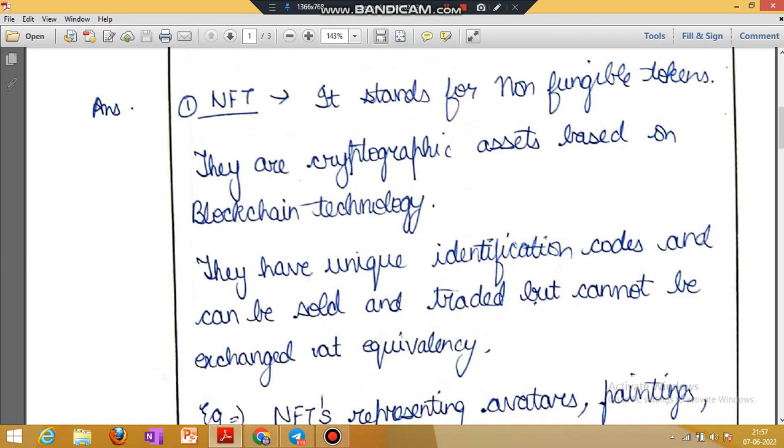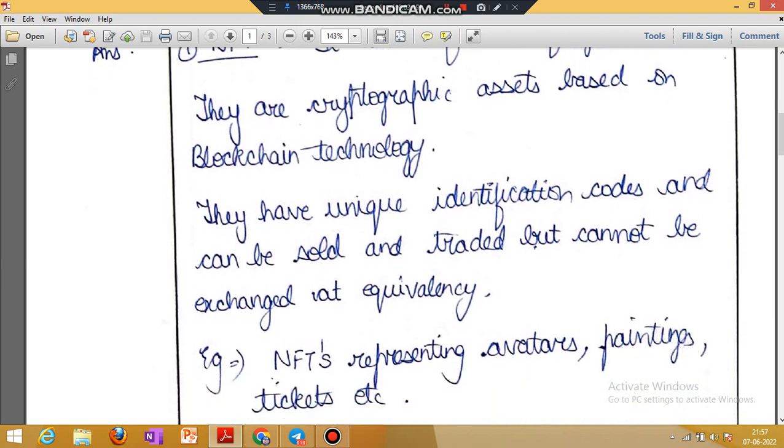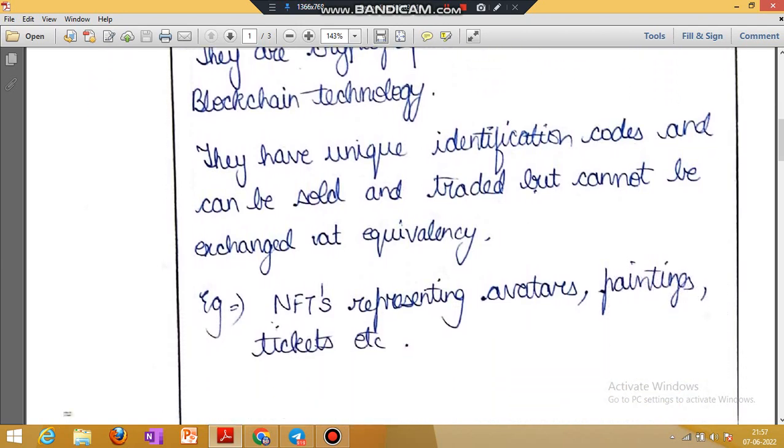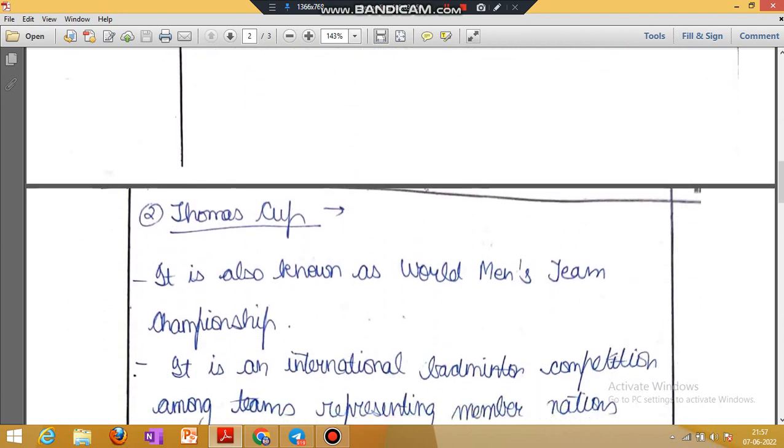For example, if I possess a non-fungible token, I can sell it to some other person. Now there are a few examples of NFTs. For example, they can represent avatars, paintings, tickets, etc. Okay, now the second topic is about Thomas Cup.